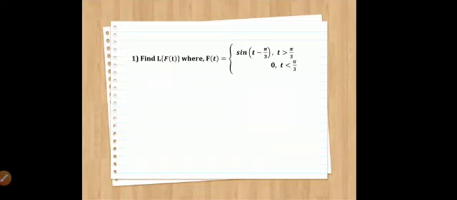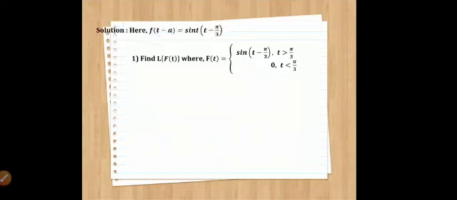Now we will solve some examples. First example, the question will be like this: find Laplace transform of capital F of t, where capital F of t is equal to sine of t minus pi by 3, where t is greater than pi by 3, and this function value is 0 for all t less than pi by 3.